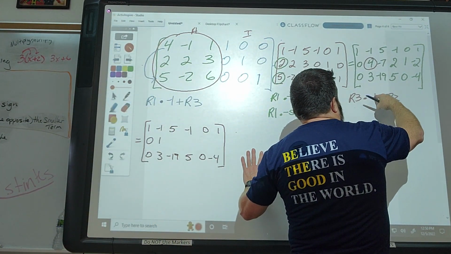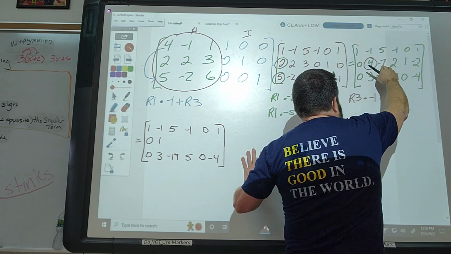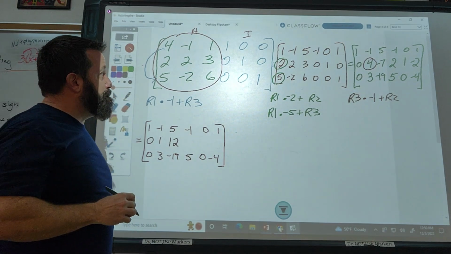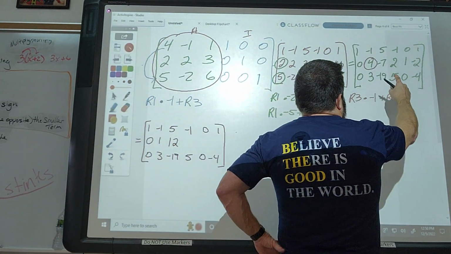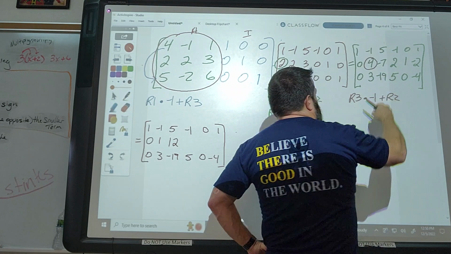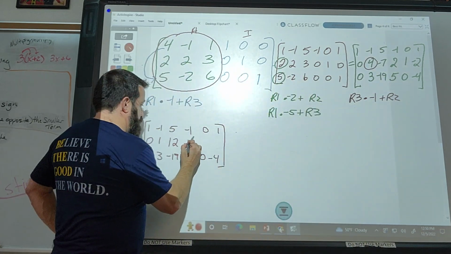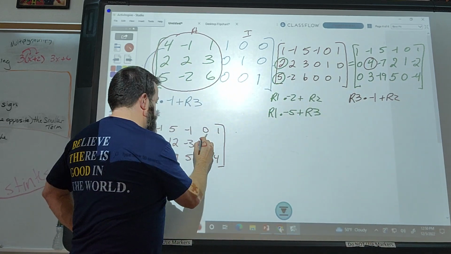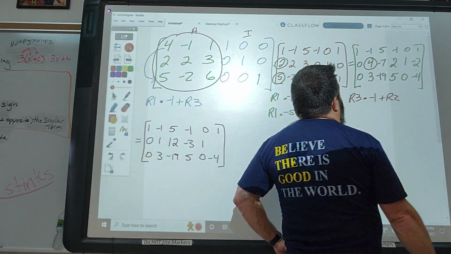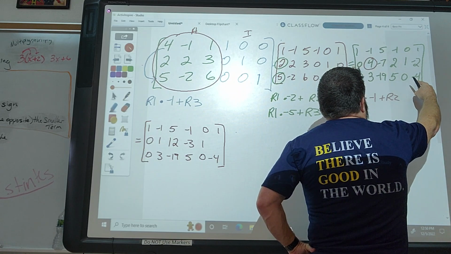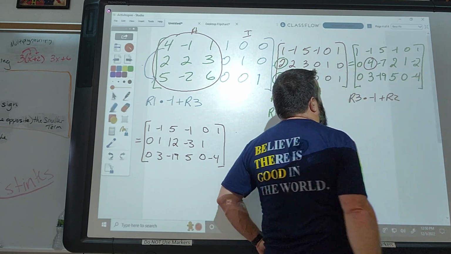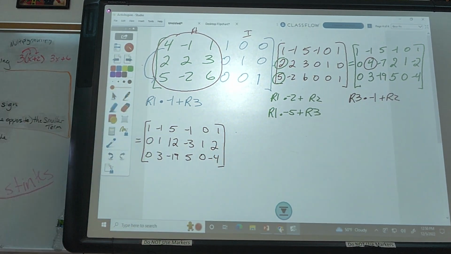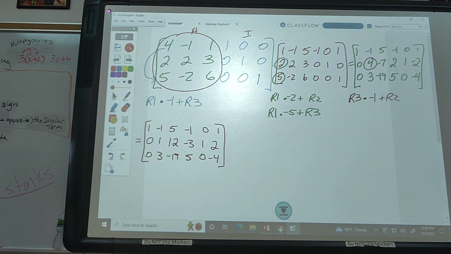-19 times -1 is a +19, plus -7 would be a +12. 5 times -1, -5 plus 2 would be a -3. 0 times -1 plus 1 would be a 1. And -4 times -1 is 4, plus a -2 would be a 2. Okay?